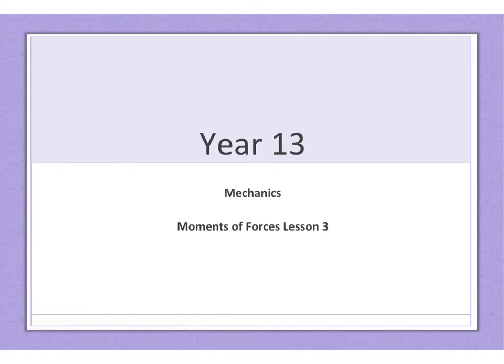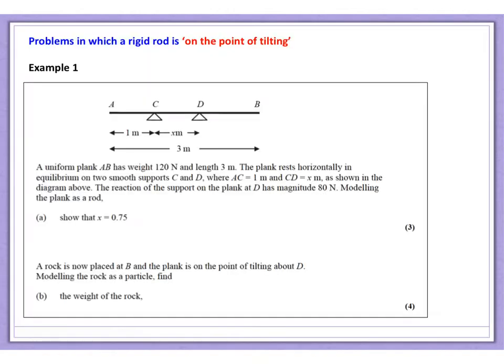Year 13, Moments of Forces, Lesson 3. So we're going to have a look at 3 examples, and in each of these questions we have a rigid rod which is on the point of tilting about a pivot. So let's take a look at the first example. Make sure you've looked at all the information on the attached PDF and you've read through all the information carefully.